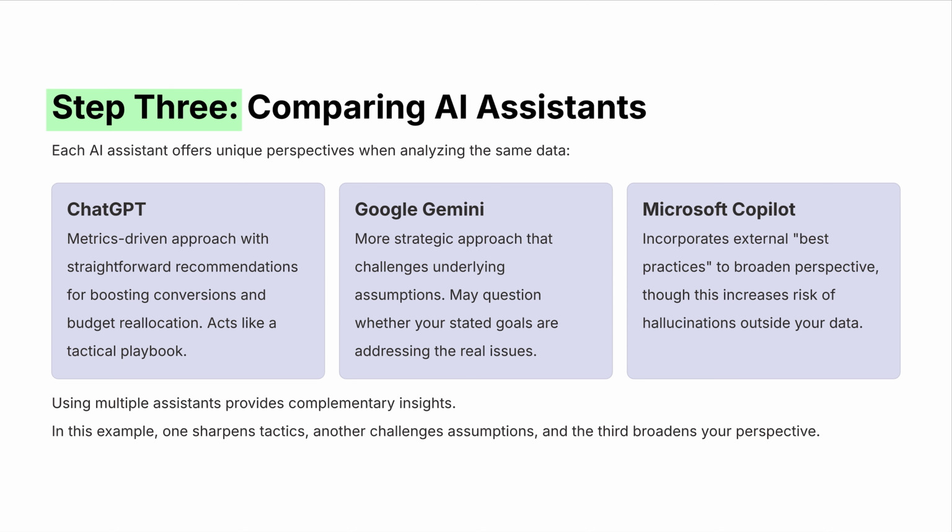In this example, ChatGPT was very metrics-driven and straightforward, almost like a playbook. Gemini took a deeper, bolder approach. It actually said, "Your goal might be wrong." That hit me. It wasn't just playing with numbers, it was challenging the strategy itself. And honestly, I loved that.